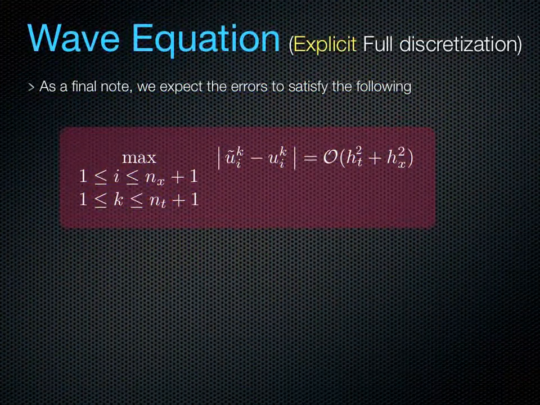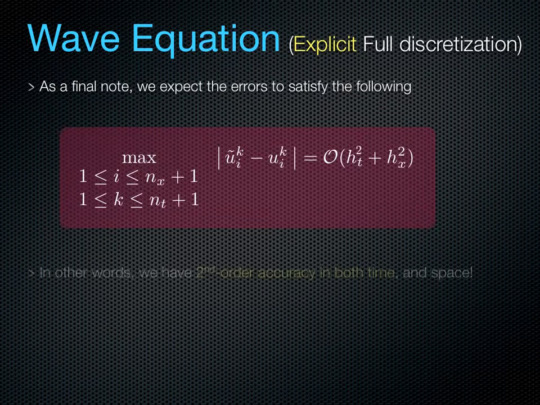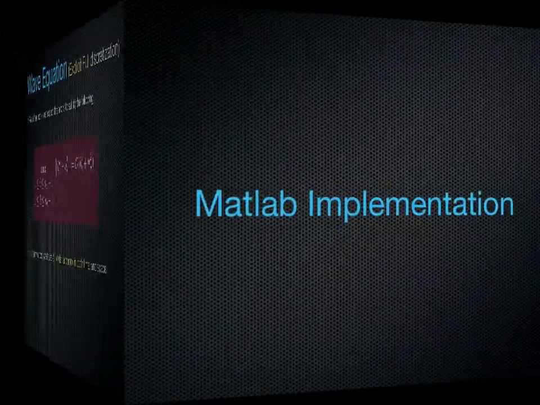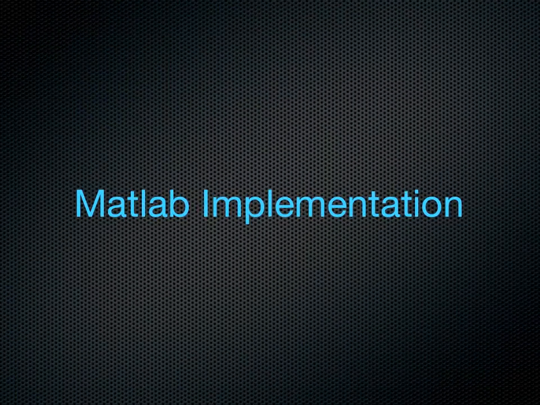The explicit full discretization we had for this wave equation is second order accurate in time and space, because we used those central difference formulas, which were second order accurate. Let's talk quickly about the MATLAB implementation of this technique.